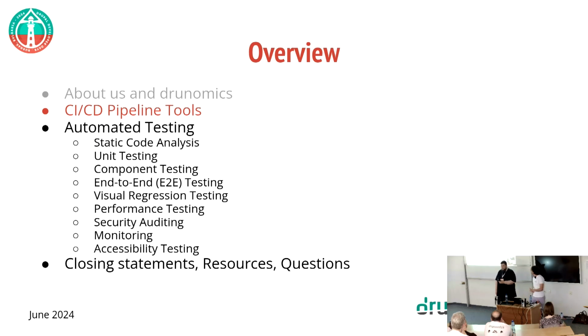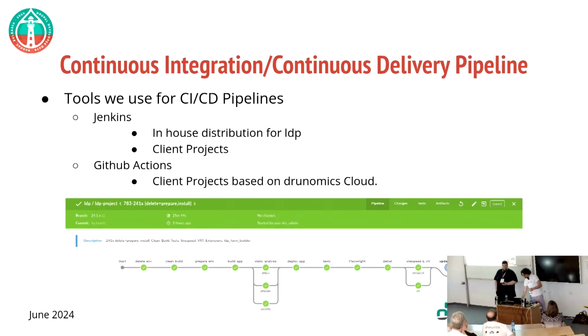All right, so the talk today will be about the CI/CD pipeline tool that we use, and then we'll go through the different stages of automated testing that we've implemented at Drunomics. So we rely heavily at the moment on Jenkins. That's the one that we use mostly for in-house projects, a lot of client projects as well, and for this cloud project that we have, we are actually doing more with GitHub Actions. So a lot of our clients are also experiencing that.